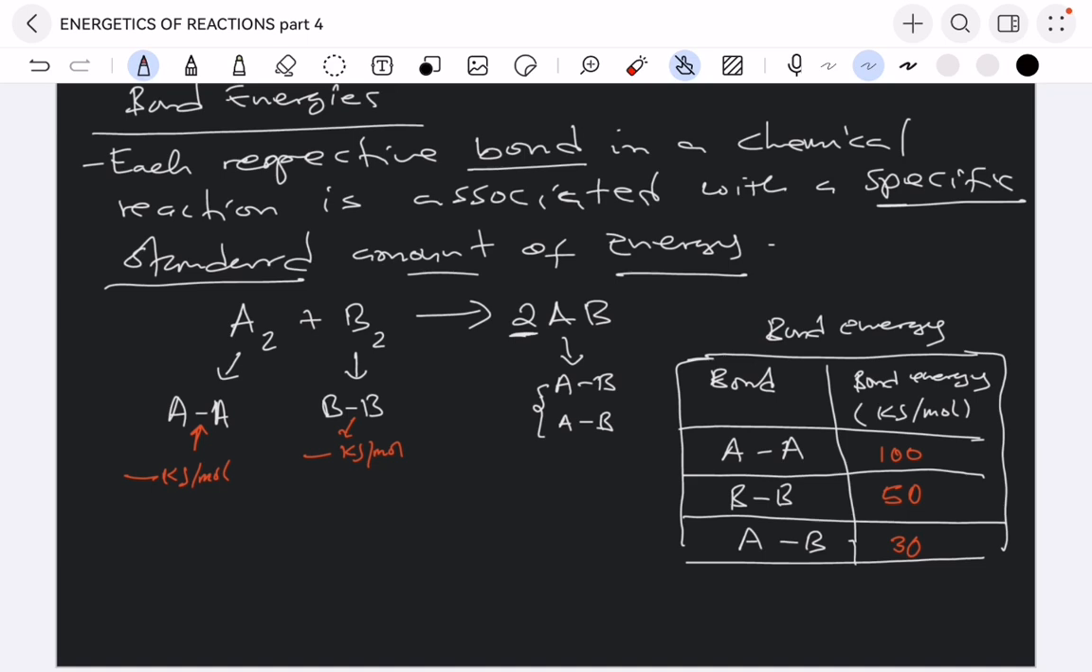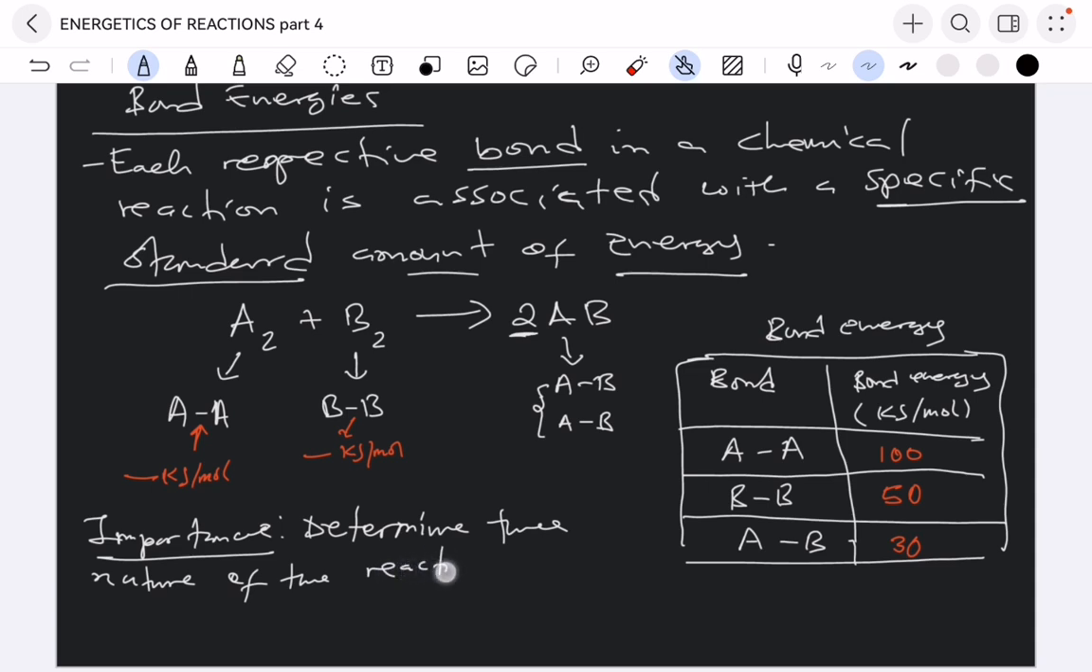Now, how is bond energy important? So in terms of importance, or how is the bond energy essential? It's important because it helps us to determine the nature of the reaction. So by nature we mean when we calculate the overall enthalpy using the bond energies, we can know whether the reaction is endothermic or the reaction is exothermic.